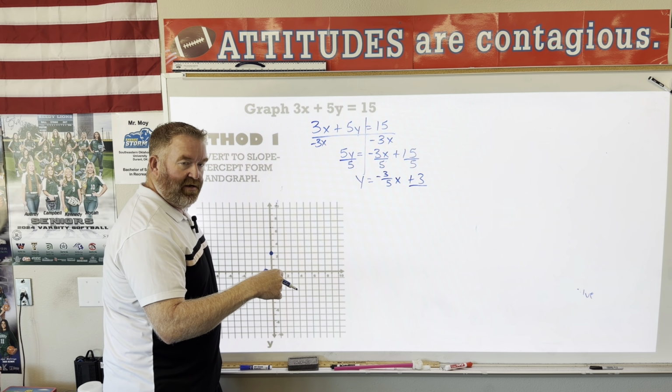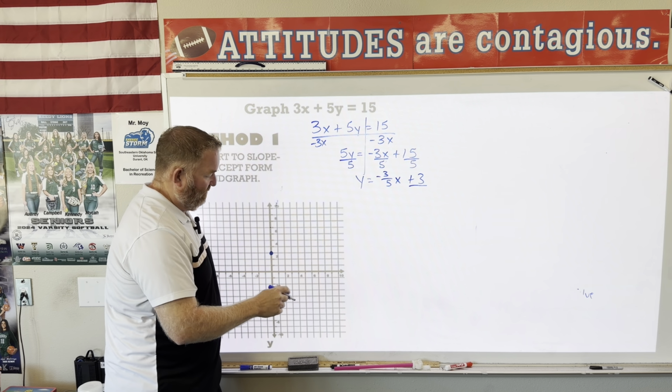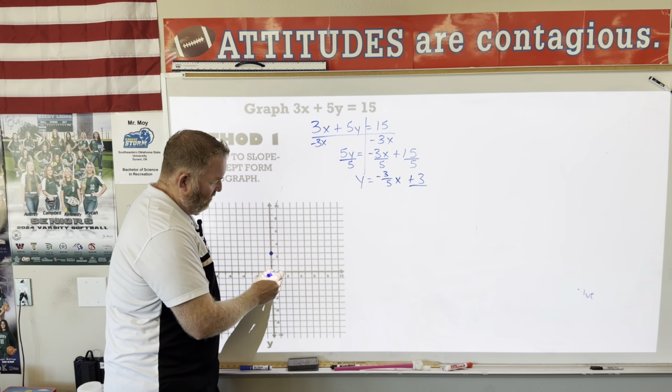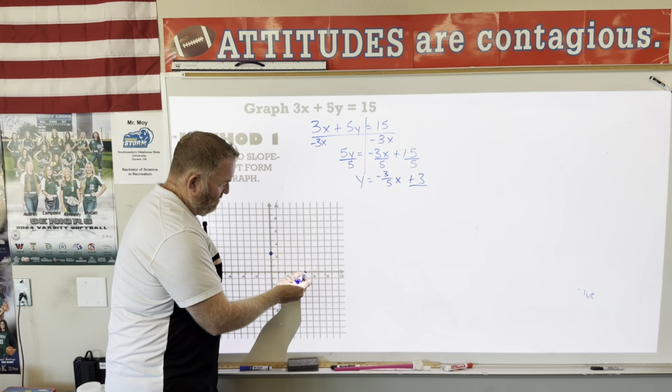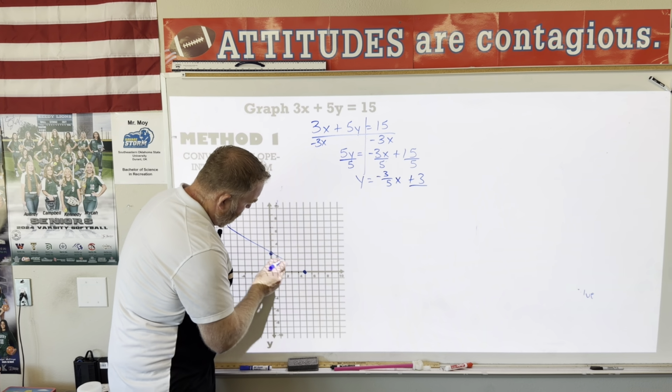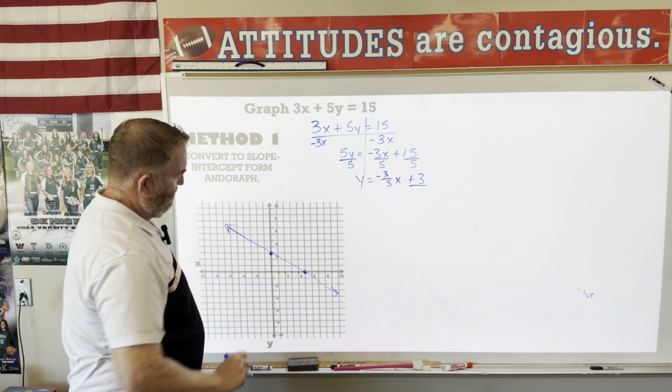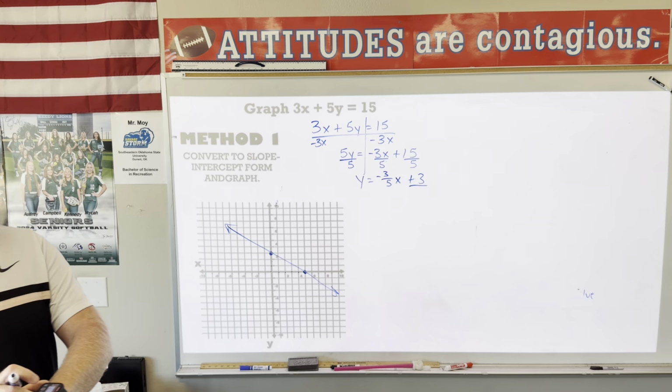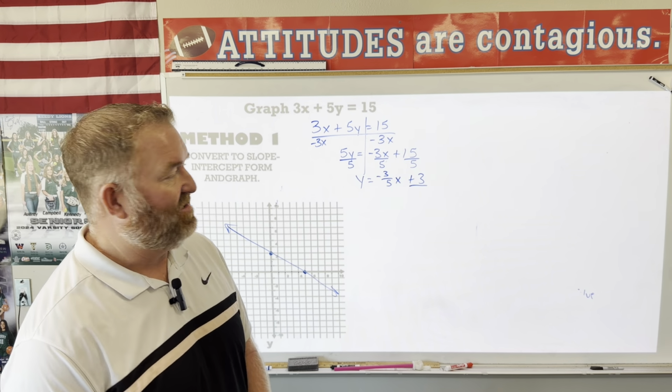Go down 3, go right 5. 1, 2, 3, and then right 5. 1, 2, 3, 4, 5. Correct? And then, hey, that's a pretty good line. It's not bad. Yes? Cool. All right, let's go to the second one.